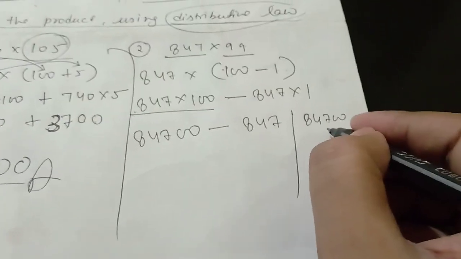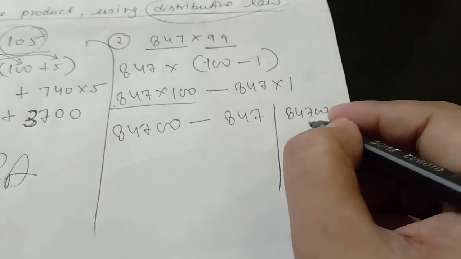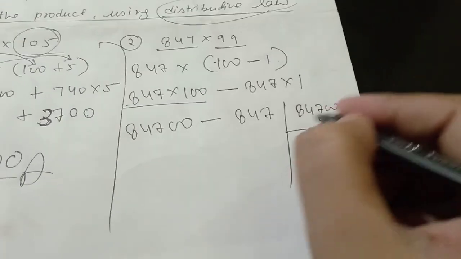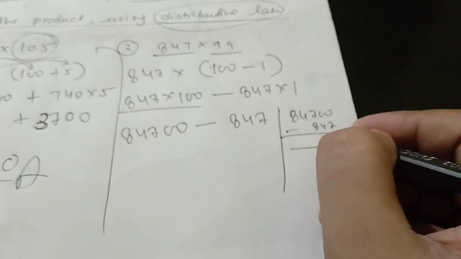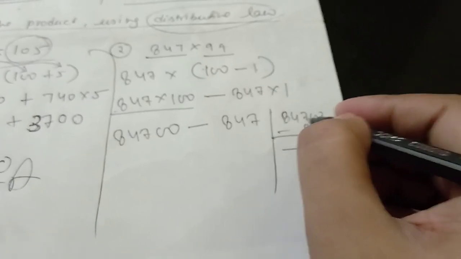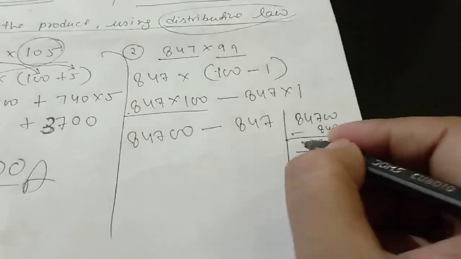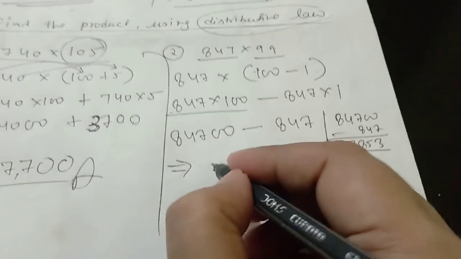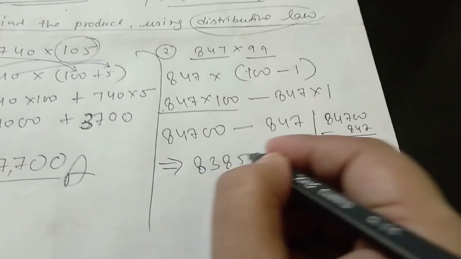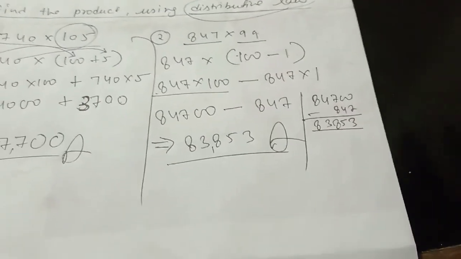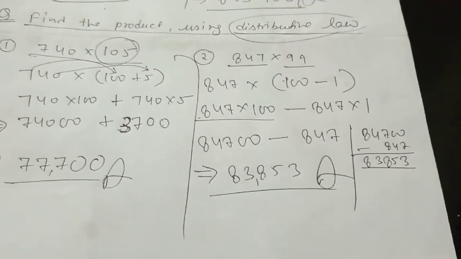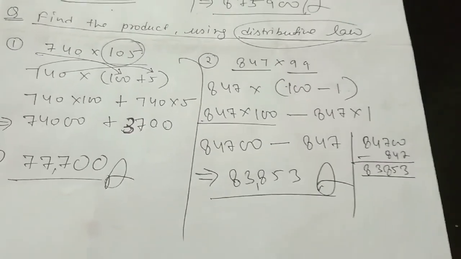Now we can subtract the numbers, 84700 and 847. 10 minus 7 is 3. 9 minus 4 is 5. 16 minus 8 is 8. After subtracting the numbers, 83853. Okay students, this is only an example to understand the property, because this is difficult for all of you this time.